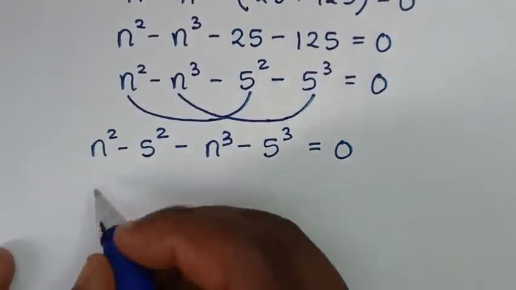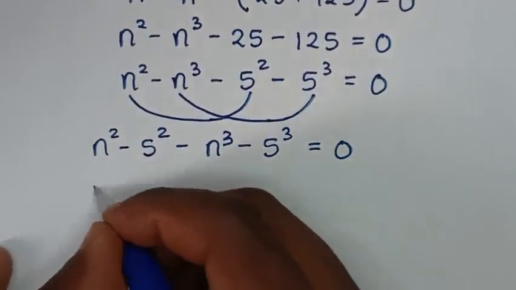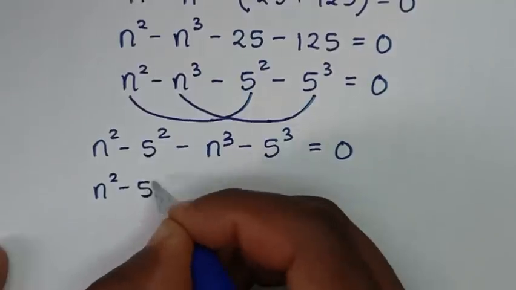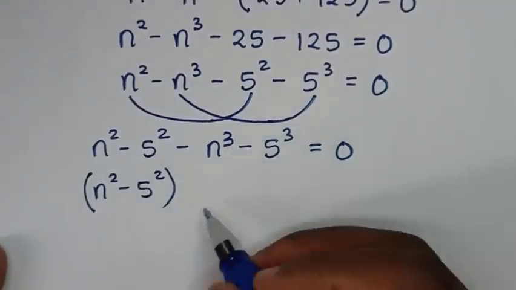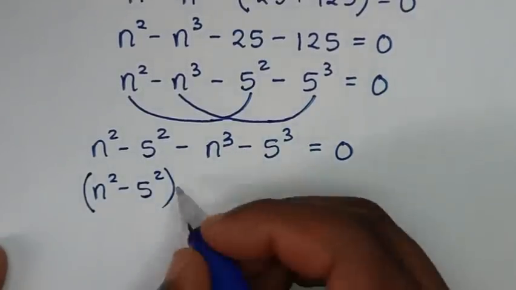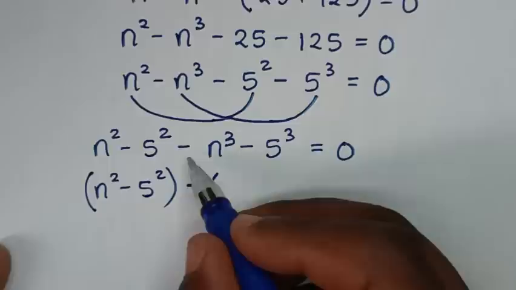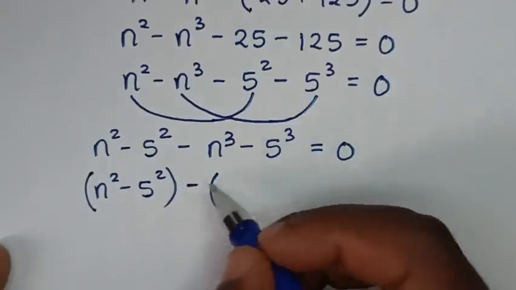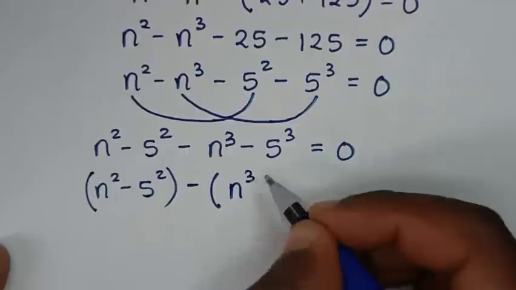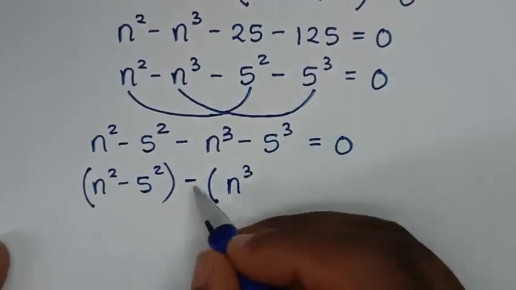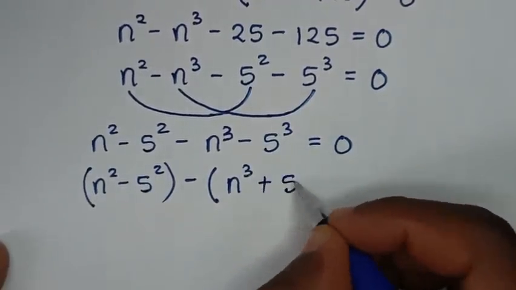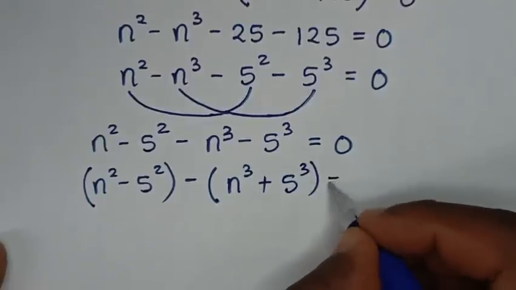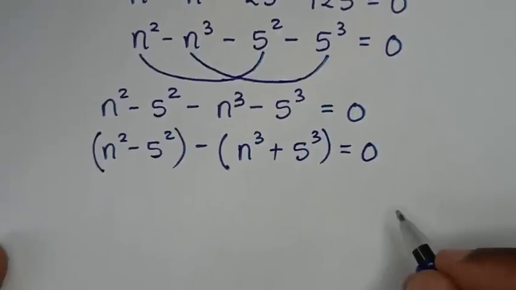Then we place inside the bracket, so this together it will be n^2 minus 5^2 bracket. Here negative is common, so we'll take negative out of bracket. Negative n^3 divided by negative, it is positive n^3. Negative 5^3 divided by negative, it is positive 5^3. Bracket is equal to 0.